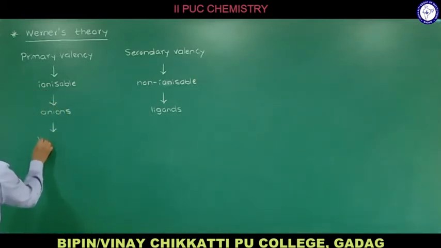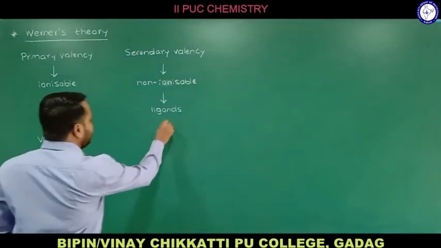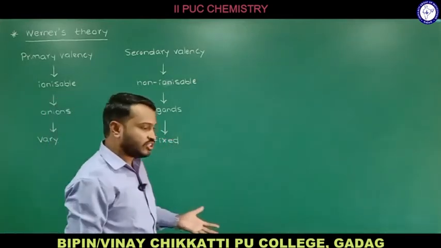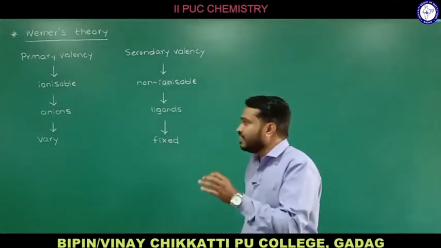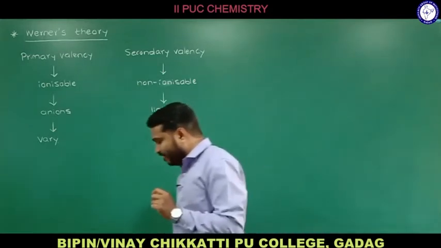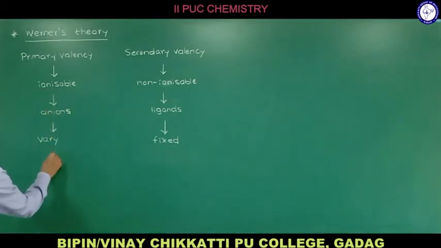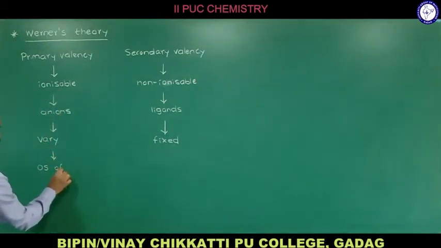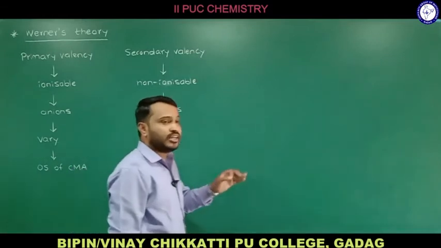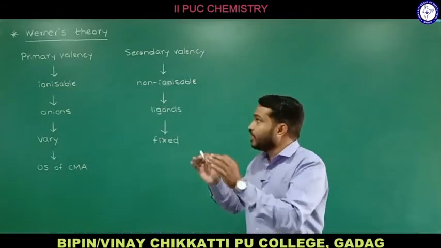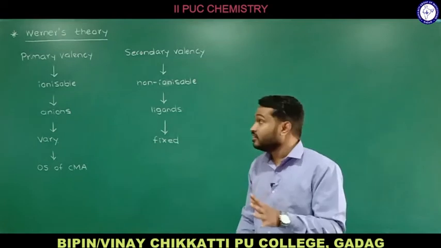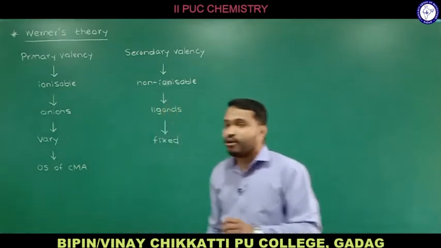These primary valencies vary, whereas the secondary valencies are fixed. So if you consider a set of coordination compounds of the same elements or atoms, the primary valency will remain the same, whereas the secondary valency is going to differ. One more property I will write: the primary valency can be identified by the oxidation state of the central metal atom. If we calculate the oxidation state of a central metal atom, that is actually the primary valency of the central metal atom. But remember, this is not the only factor that decides the primary valency, whether it is ionizable or not; you have to see that.